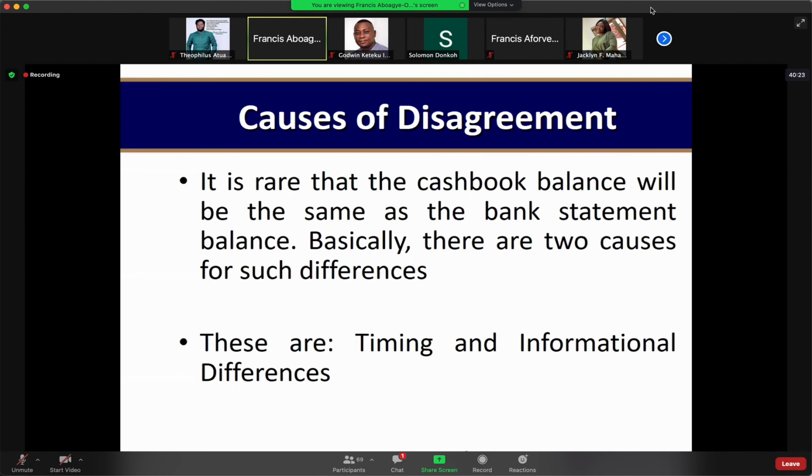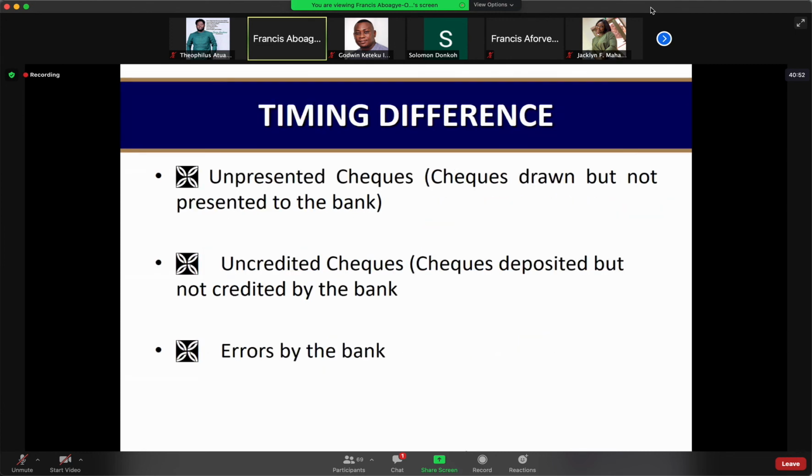Then two, it could be informational. Information in the sense that there could be some transactions that one party does not have the information about, but the other party has gone ahead to do the recording. And if you knew you have recorded, it could bring a discrepancy. So there are two main causes. We're talking of a timing difference and informational difference. Now let's look at those differences.